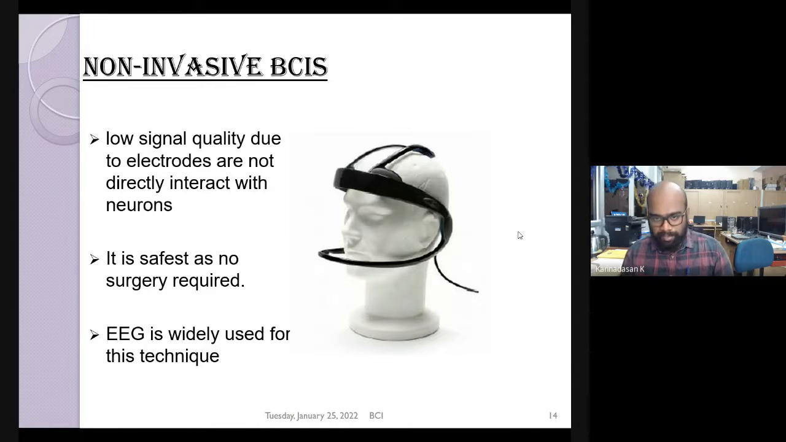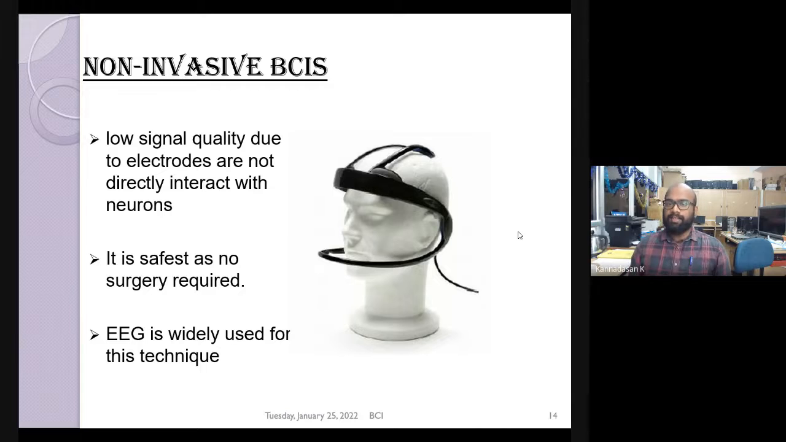So signal quality will be lesser for sure, obviously, and it is safest. Compared to the other two methods, when we think in terms of safety, this is the recommended method, because you don't need to do any surgery, no medical person is needed, no doctor is needed to open up your brain and place this particular electrode into your brain. So this is the safest method, as no surgery is required. And EEG is widely used for this particular technique. Non-invasive BCI is what we are interested in.